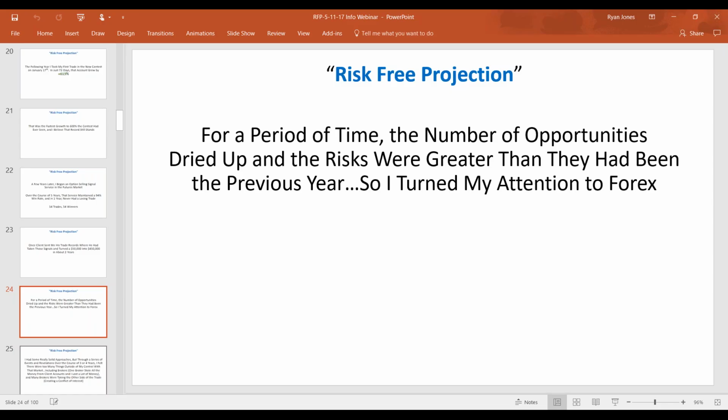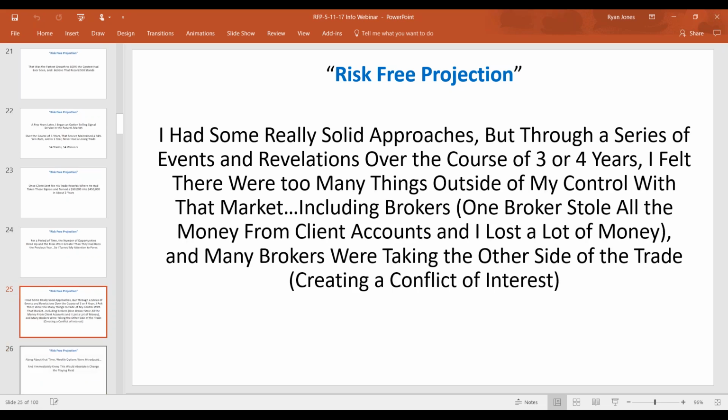And for a period of time, towards the end of that 5-year period, the number of opportunities seemed to dry up. This was in the futures market, and the risks became greater than they had been the previous year. And the very last year of that signal service, even though I still maintained about a 90% win rate, I was break even that year. So I began to turn my attention to Forex.